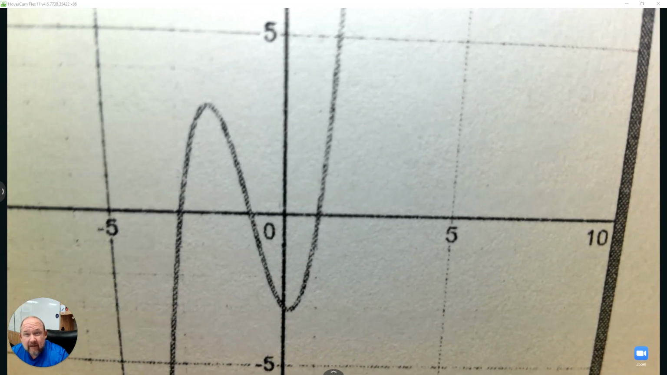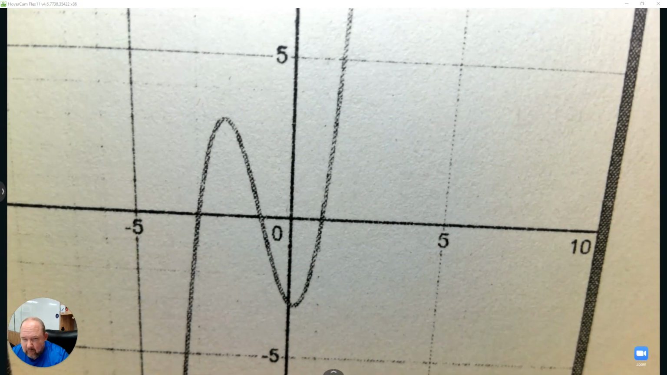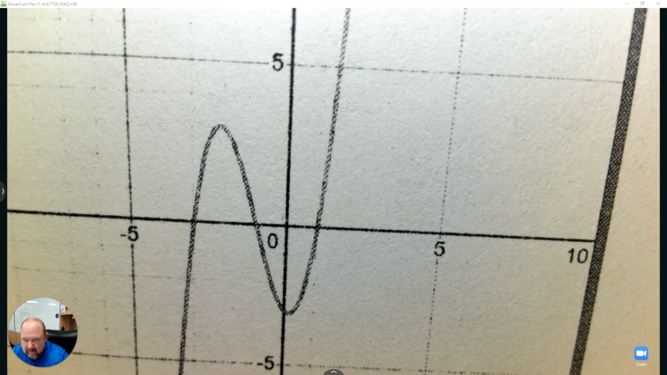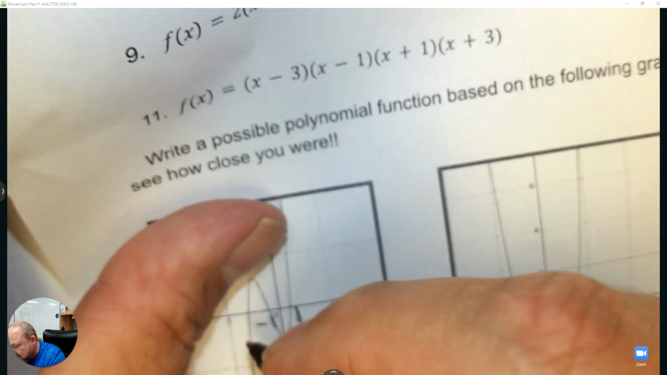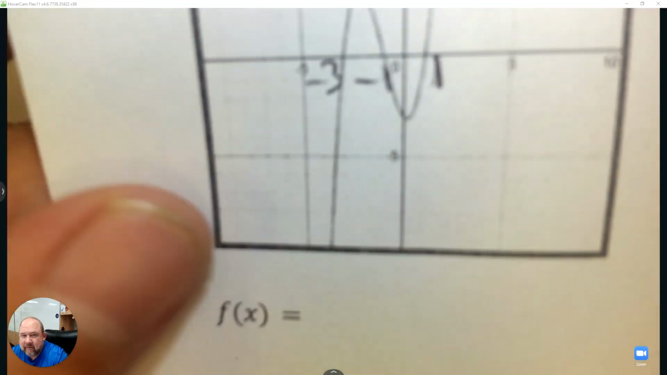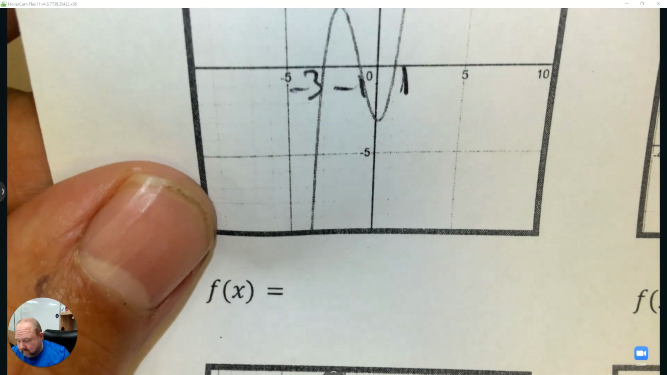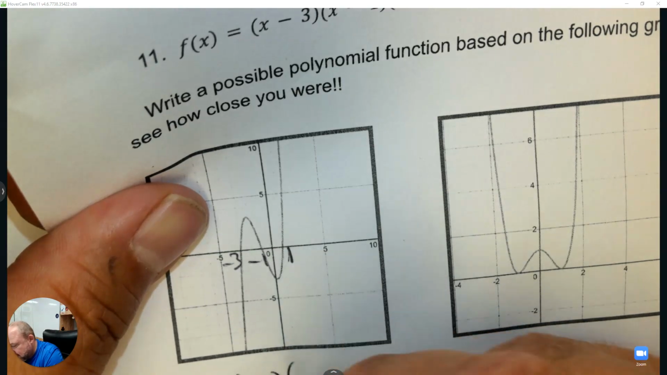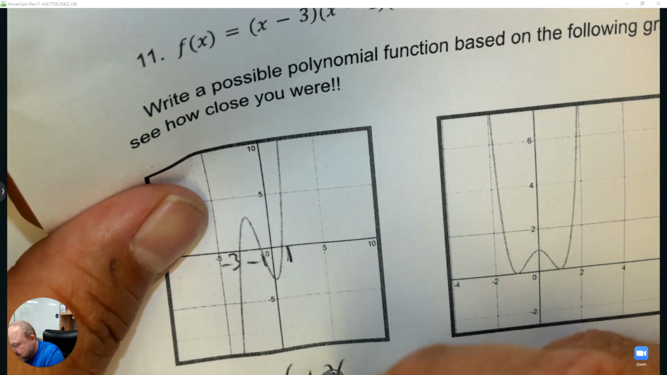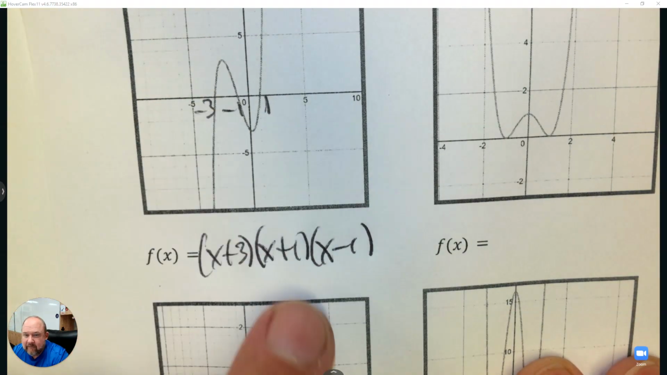So the power term is positive and odd. I see 1, 2, 3. So if I was going to look at the scale, this certainly looks like 1, -1, and -3. That's what I'd be guessing. Now if I'm working backwards, the actual equation is going to end up being x plus 3, x plus 1, and then x minus 1. So that the opposite number is inside for the factor.